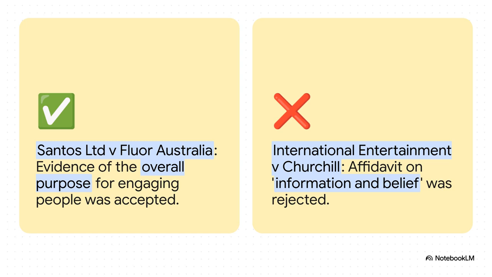Let's see how this actually plays out in the real world. In International Entertainment, the claim completely failed because the affidavit was based on information and belief, basically secondhand knowledge. But then you look at Santas, and the claim succeeded because the deponent had direct knowledge of the purpose behind creating the documents. The lesson here is simple, but it is so critical. To satisfy Rule 213, Subrule 3, your deponent's knowledge has to be direct, period.